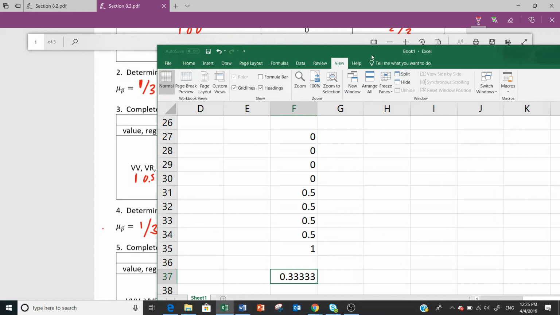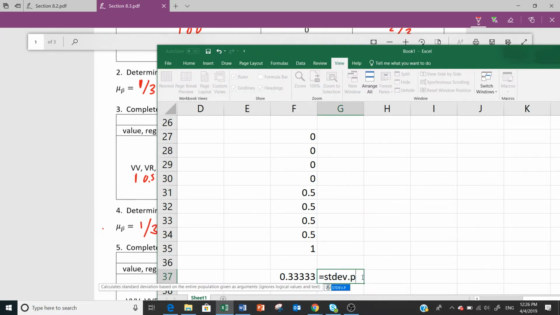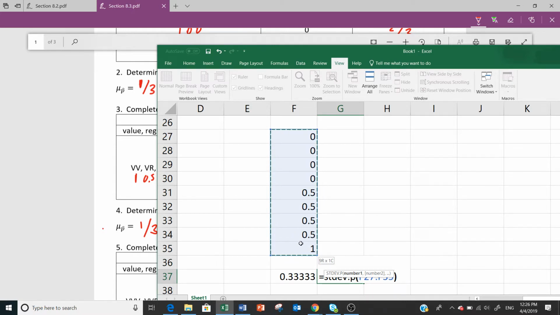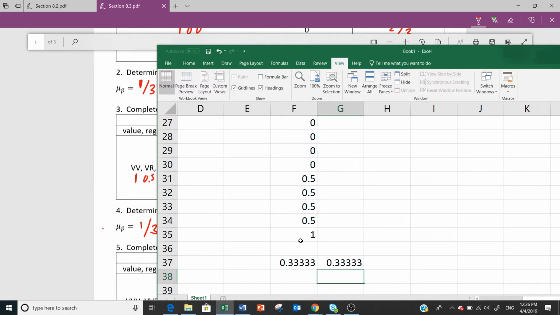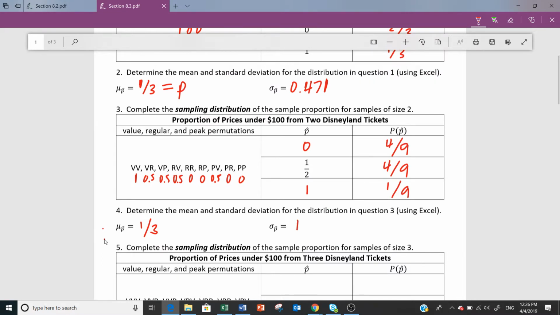Okay, now I'm going to do STDEV.P. All the samples are there. So equals STDEV.P, and then I'm going to highlight all the values, and I'm going to get 0.33333. So I got 1/3 for that one. So that's interesting. This was P again. I shouldn't really put a label for P though, because P is really the initial one out of here. Okay, any questions so far?